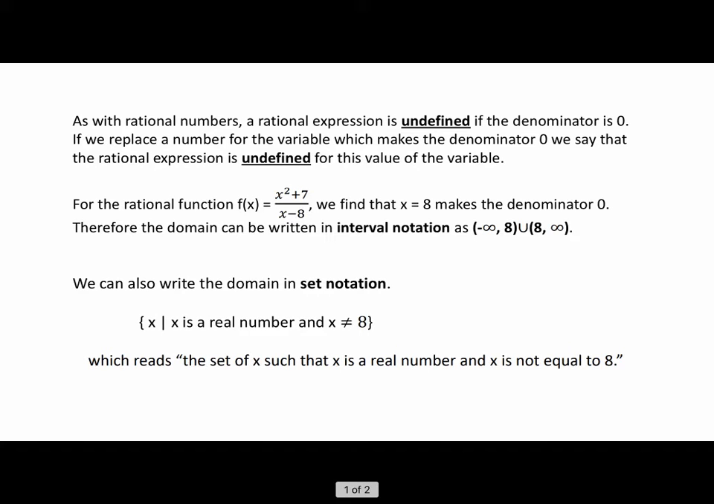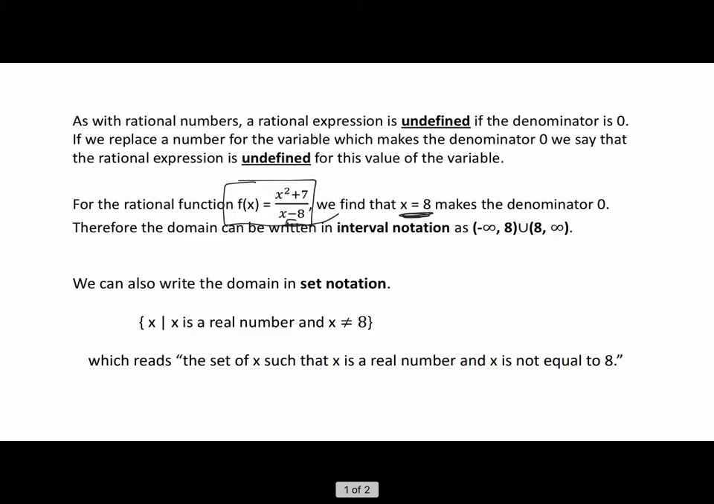As with rational numbers, a rational expression is undefined if the denominator is 0. If we replace a number for the variable which makes that denominator 0, we say that the rational expression is undefined for this value of the variable. So we have a rational function here, x squared plus 7 over x minus 8. And we find that if x equals 8, that's going to make this denominator 0.